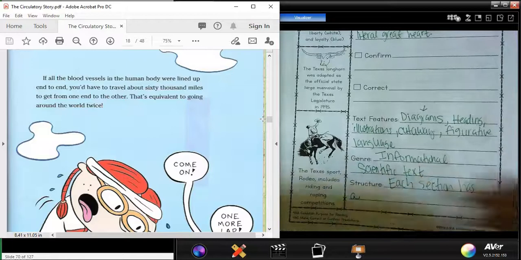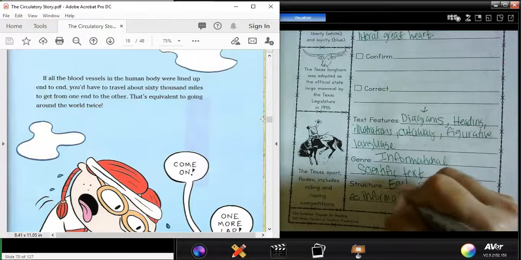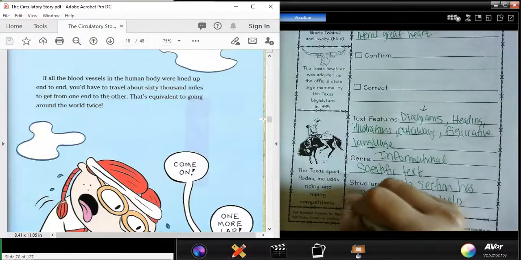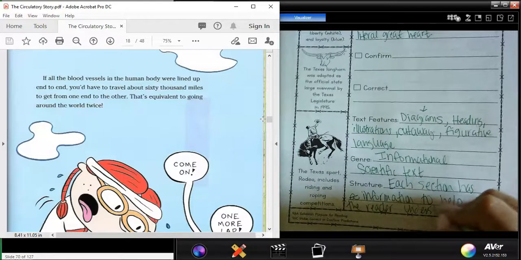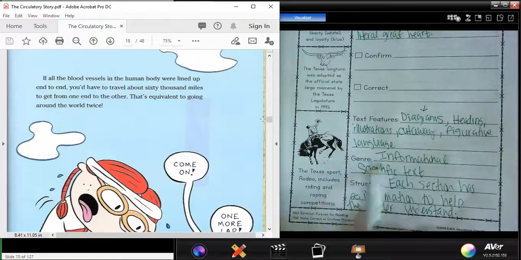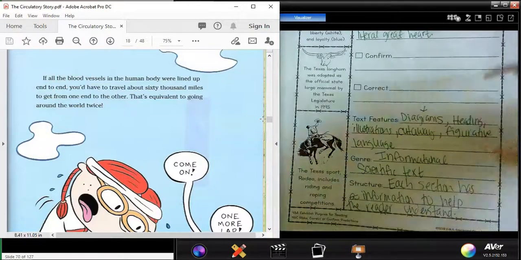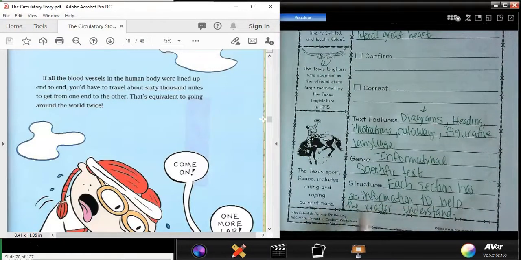has information to help the reader understand. So this one's a little bit different from our biographies. Remember, it's an informational text, so it informs the reader. That means it gives you information, details. The way it was written is that each section, remember, section is part of the story. It's not the whole story. It's a section. Has information to help the reader understand.